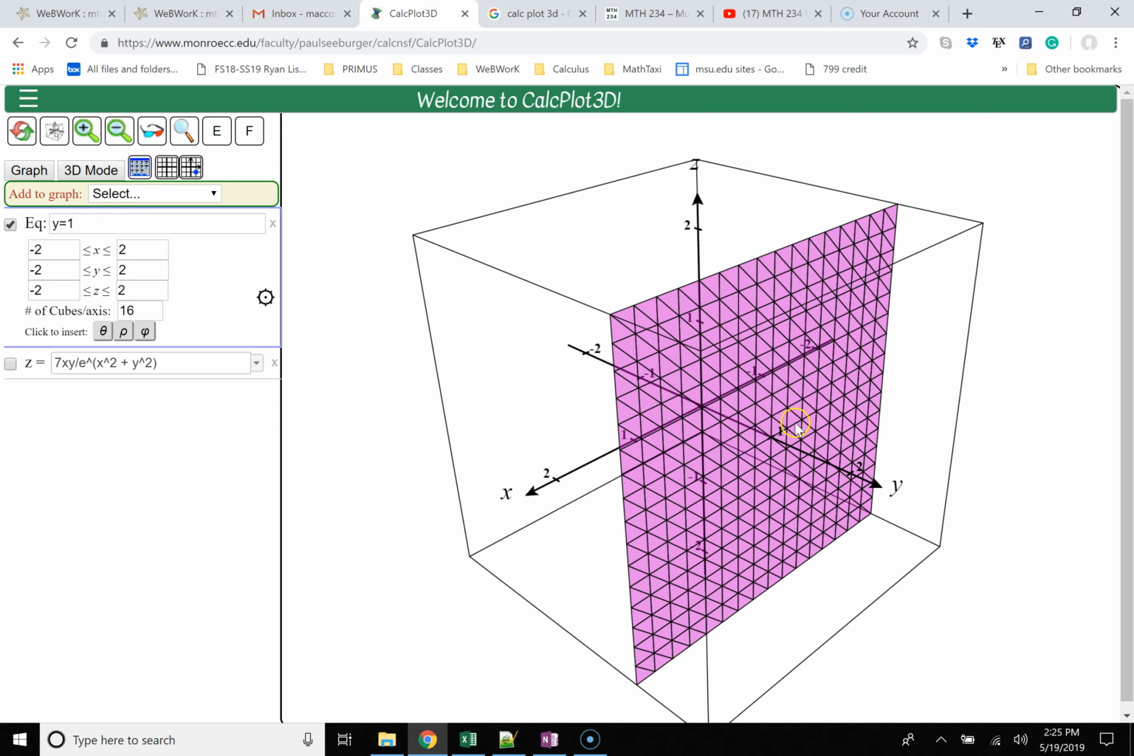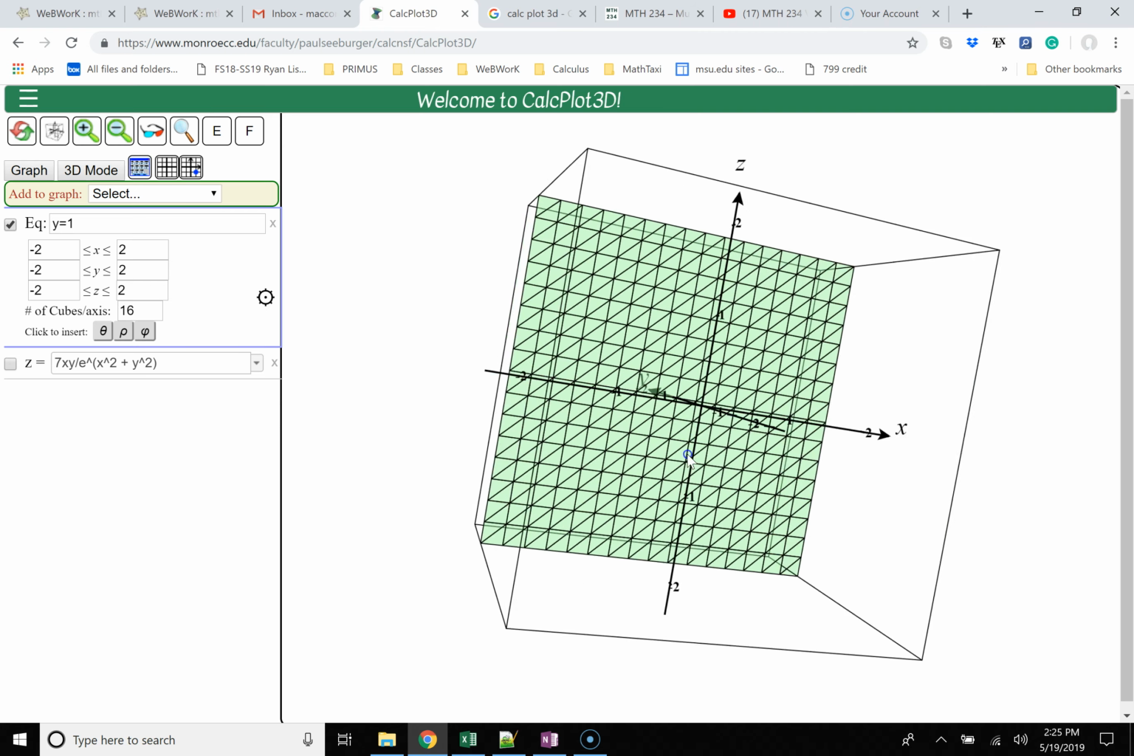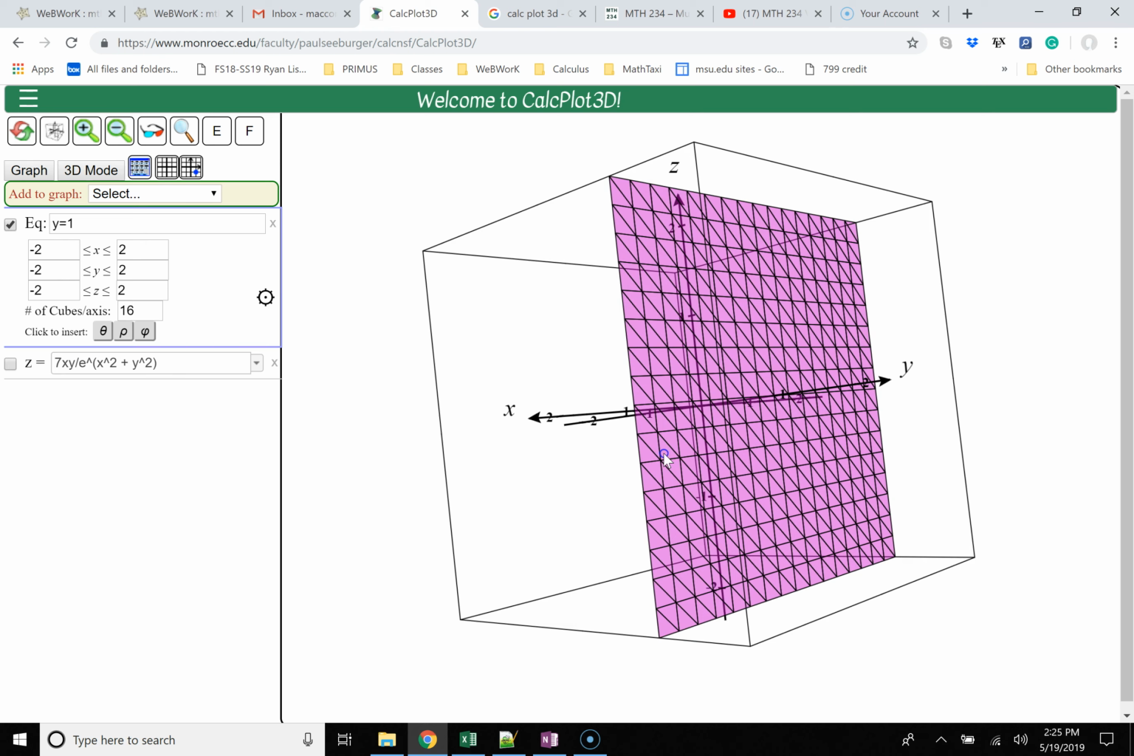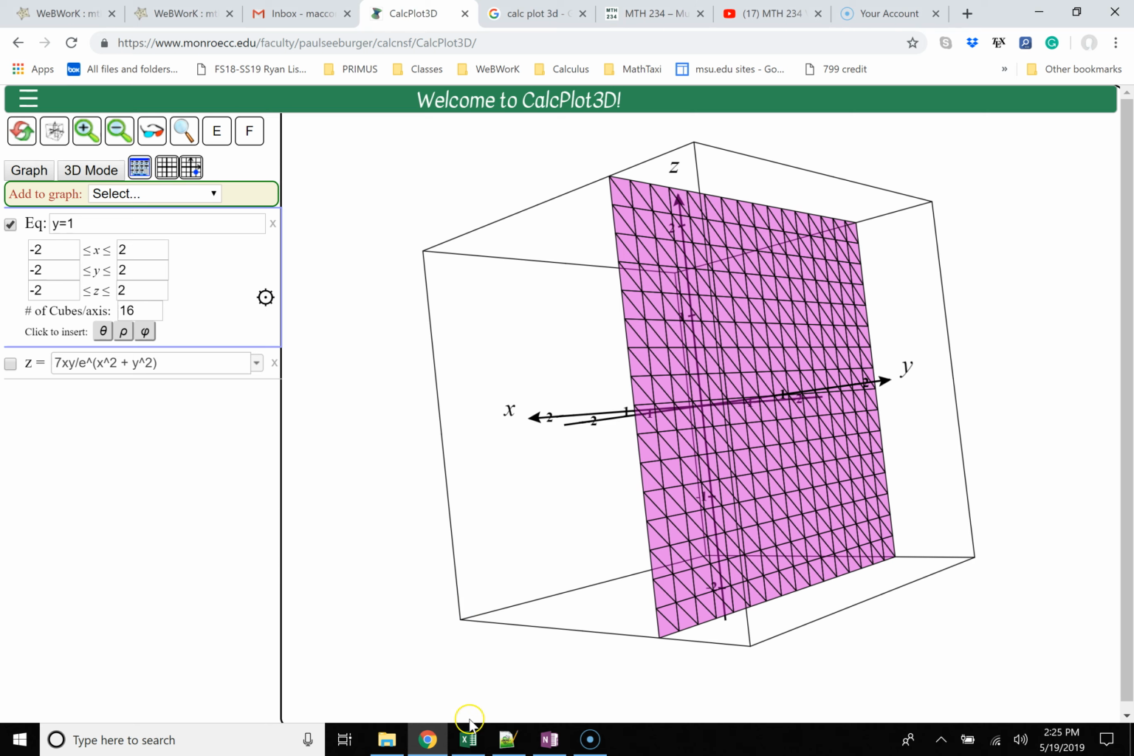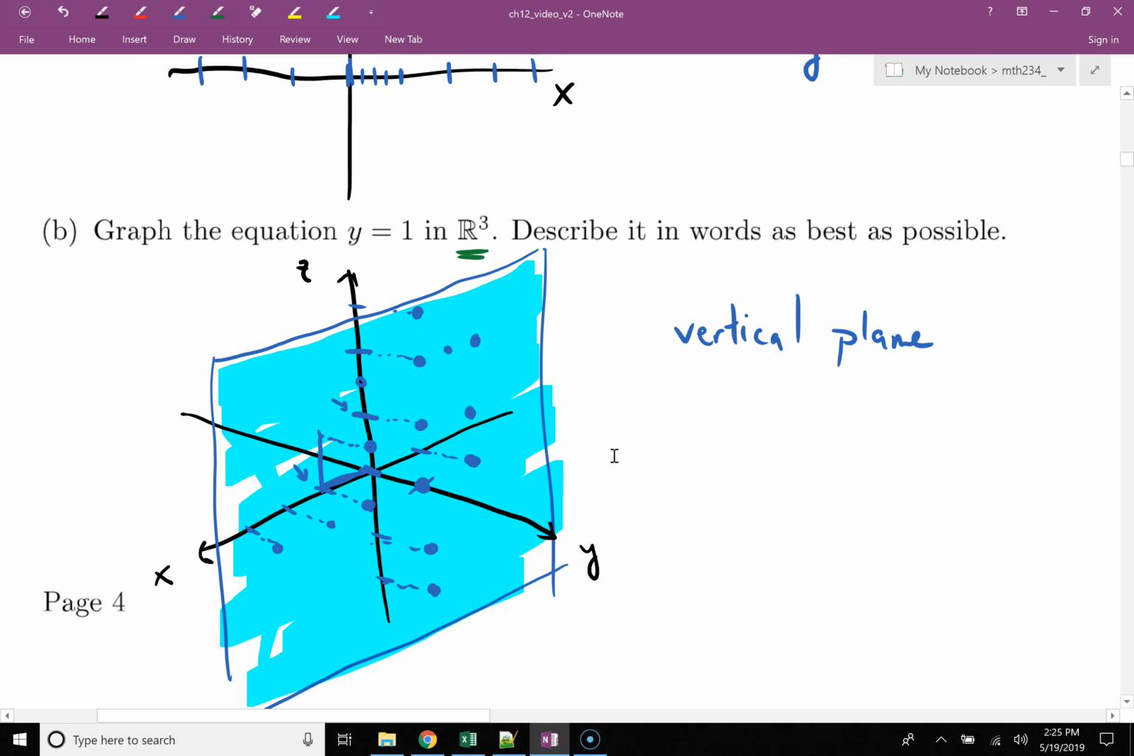And you can see you get this plane, and there are all of these lines that are being connected together. And this is quite nice because you can rotate it and see. Again, x and z can be whatever they want, but y has to be equal to 1. And so that's why you get this nice vertical plane here. All right, that's a relatively nice scenario here.